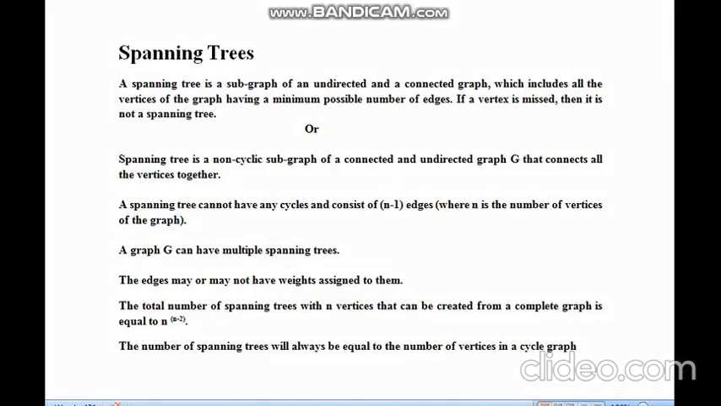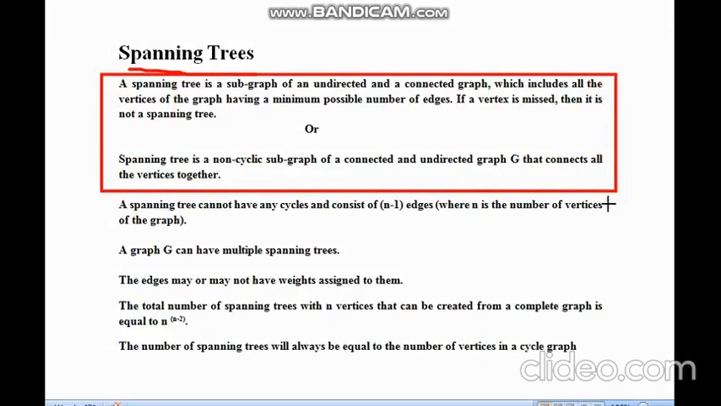Hi everyone. Now spanning trees. Here we have two definitions. Both are saying the same. A spanning tree is a subgraph of an undirected connected graph.